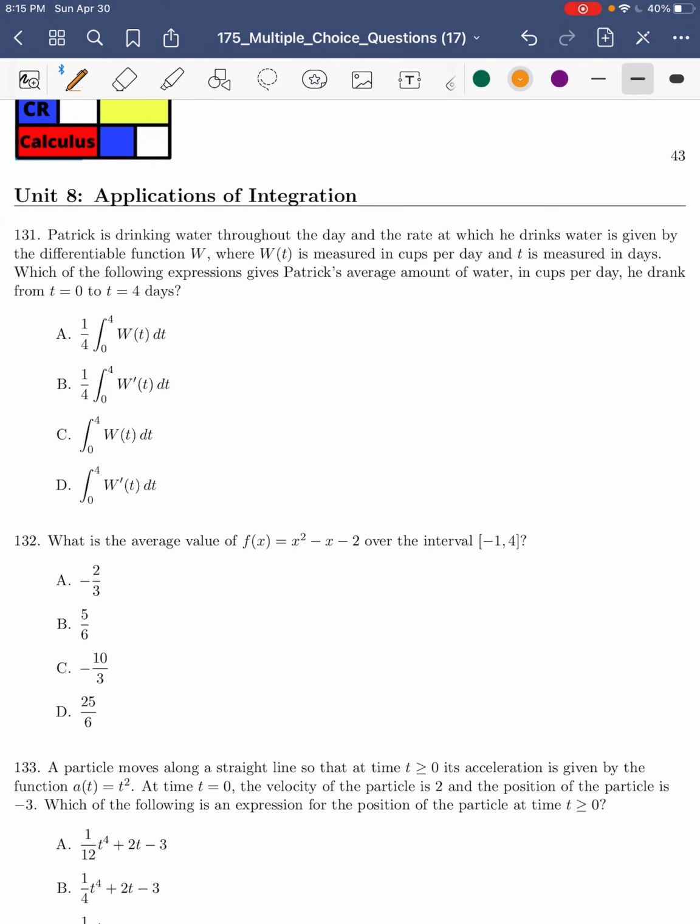All right, Unit 8. So we'll start with 131. They tell us that W(t) is in cups per day. Remember, we care about units, so I'm going to make note of that. And it wants to know the average, that word's very important, amount of water he drank. So basically what we need to do, if we want to know the average amount, we have to take the antiderivative of W of t dt.